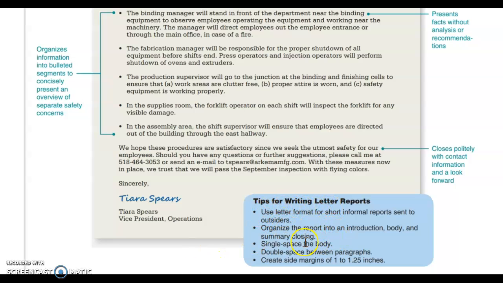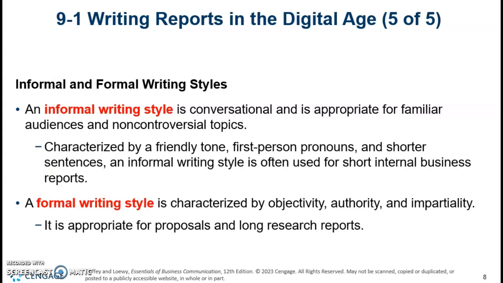And then you can see here that you want to organize the report into introduction, body, and summary. You want to single space the body but double space between paragraphs, and then set your margins to 1 to 1.25 inches. And this last slide talks about the two writing styles. You have informal writing style, which is characterized by a friendly tone, uses first person pronouns in shorter sentences. It's often used to send short internal business reports to familiar audiences on non-controversial topics. So this is more internal. So you can remember internal is within, so it can be informal. Formal writing style is characterized by objectivity, authority, and impartiality. It is appropriate for proposals and long research reports.